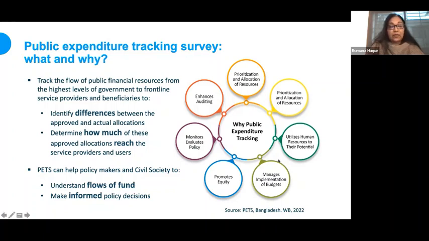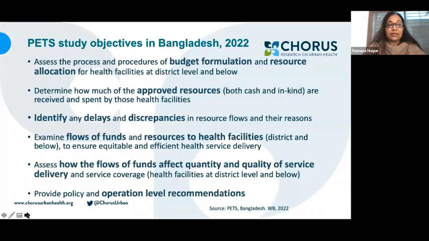And this public expenditure tracking survey can help the policymakers, as we're saying, with fund flows and all this. So we conducted a public expenditure tracking survey in Bangladesh in 2020-21. The report was published in 2022.